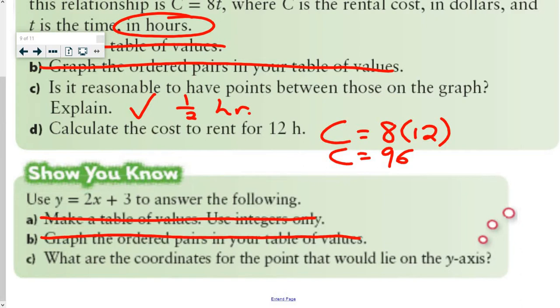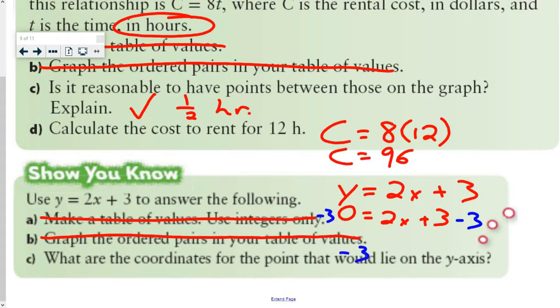What are the coordinates for the points that will lie on the x-axis? So if y equals 0, we have 2x plus 3, we have to fill it in. So 0 equals 2x plus 3. To do this backwards, we use BEDMAS backwards, right? So we're going to subtract 3 from both sides. So negative 3 equals 2x. We're going to divide by 2. X equals negative 1.5.